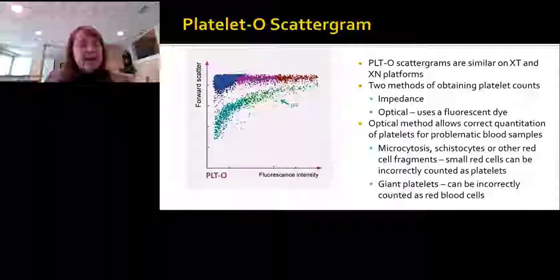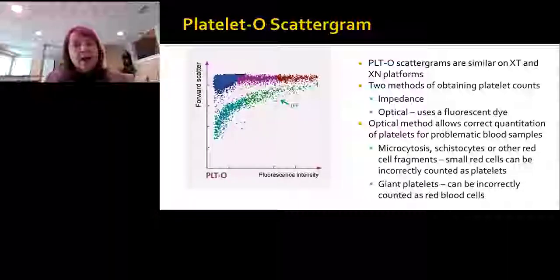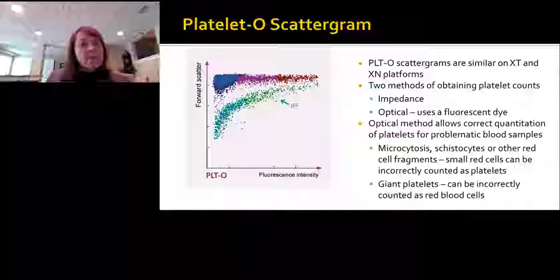And we're going to find that it allows us to have greater separation of red cells and platelets, particularly when there are pathologic conditions, such as microcytosis, schistocytes, or other red cell fragments that could be the size of platelets and be erroneously counted as such. Or in contrast, giant platelets, which can be the size of red cells and be counted as such.